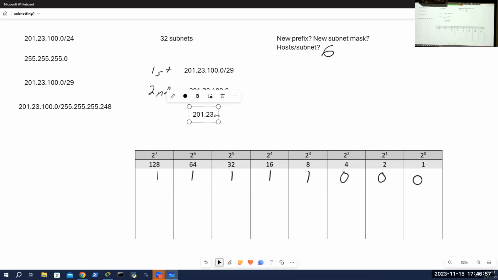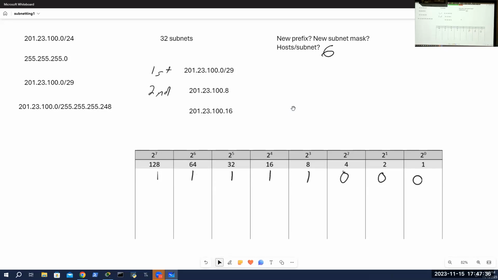And again, there's a couple ways to look at it. I think the most visual way, if you've got your table, is just to look at that rightmost bit. And that's going to be the increment of all your subnets. 0, 8, 16, 24, 32, all the way to 248. 248 will be your last subnet. It's counting by 8s.